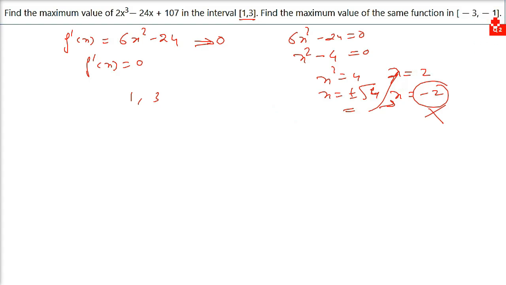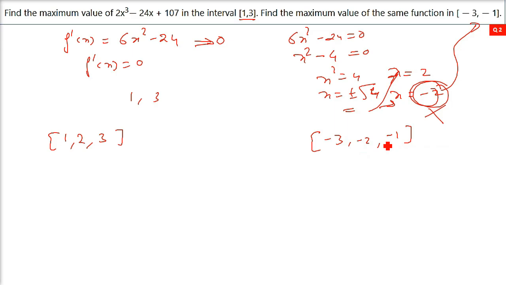But when you go to the second part of the question, it is negative 3 and negative 1. We already have negative 2 here. So we will use negative 1, negative 2 and negative 3. So I'm including 2 here with 1 and 3, and I'm including this negative 2 with negative 3 and negative 1.